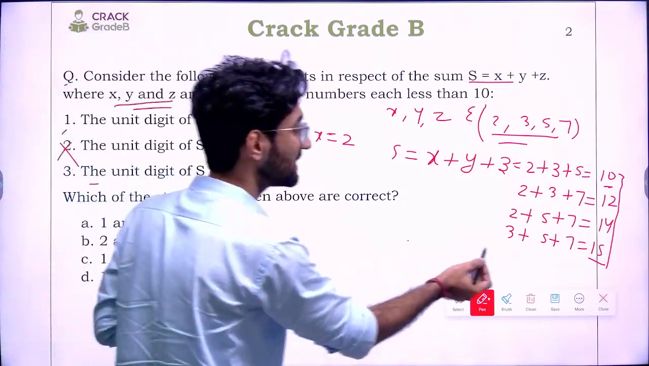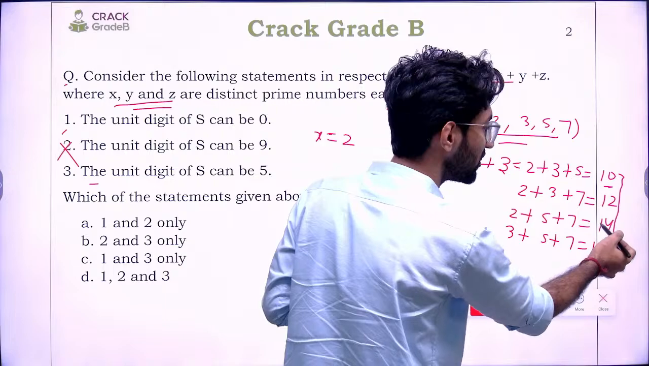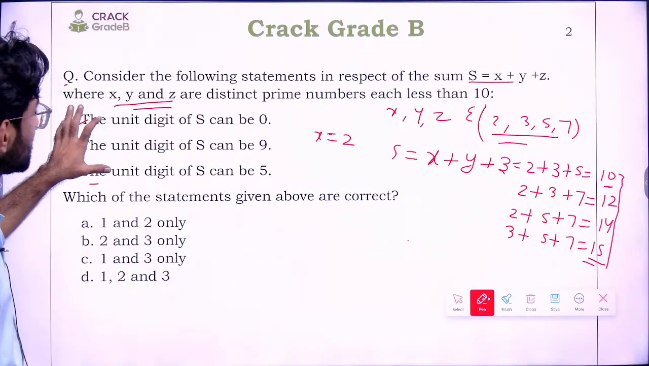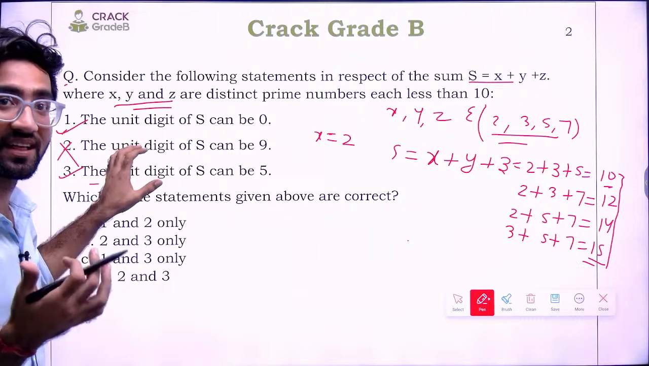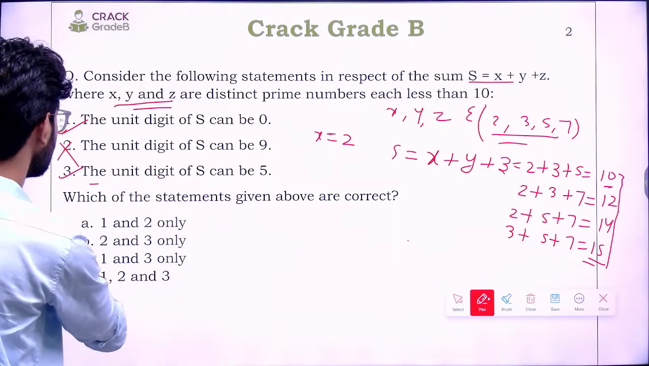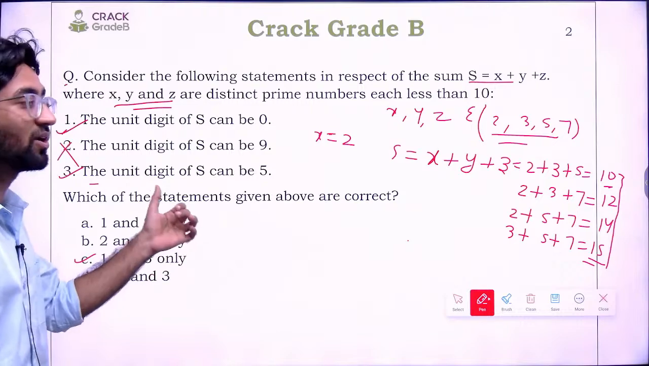We can see that in the fourth case, the unit digit of S is 5, means the third statement is correct, means statement 1 and statement 3 are correct, right? So what is the right answer in this case? The right answer is C option, means 1 and 3 only, right?